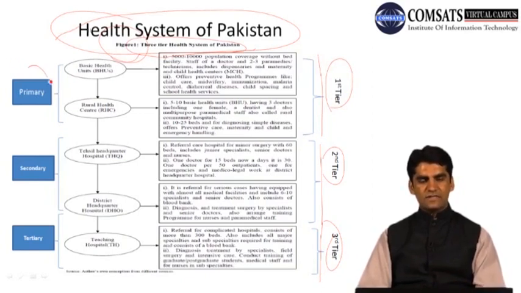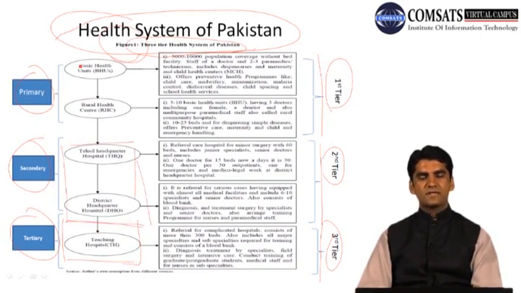Now the first tier is basically primary, the second secondary, the third tertiary. What comes under third is teaching hospitals. What comes under secondary is Tehsil and district headquarter hospitals. What comes under primary is basically basic health units and rural health centers.